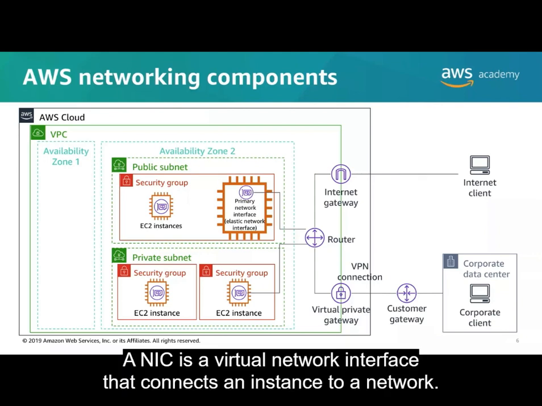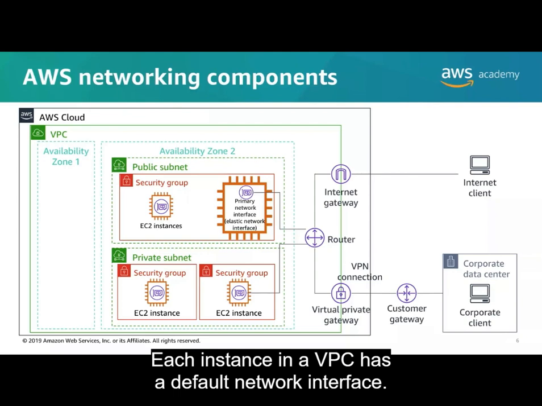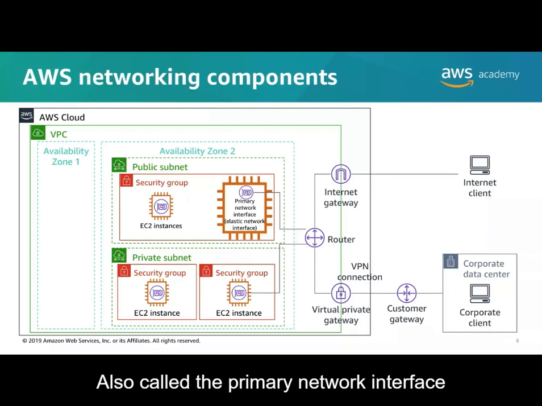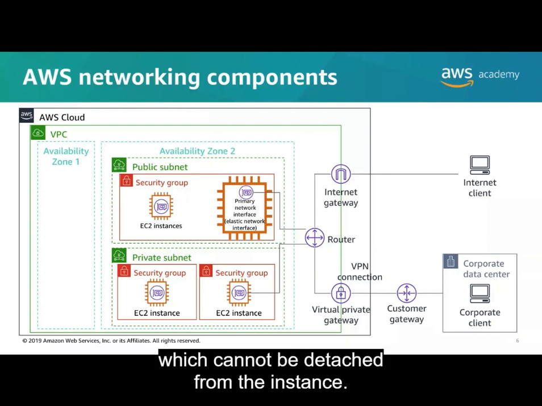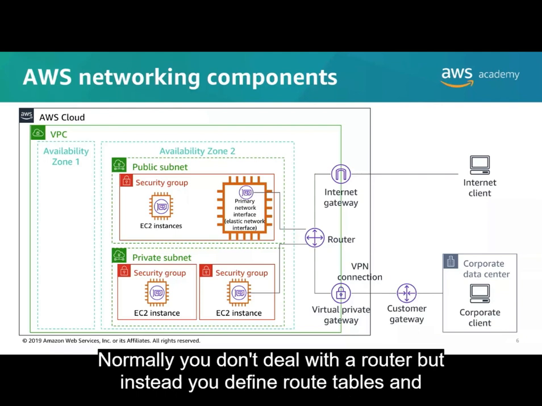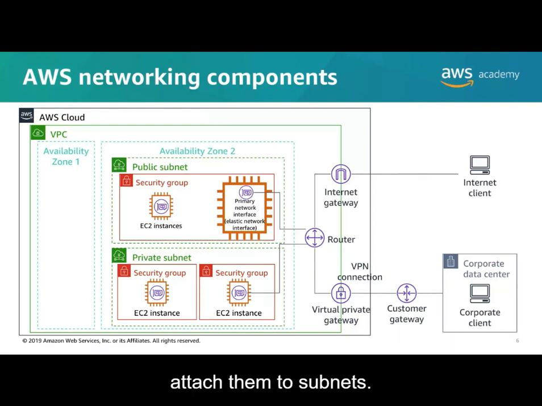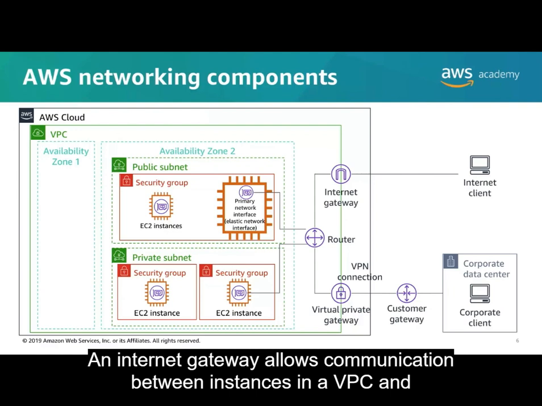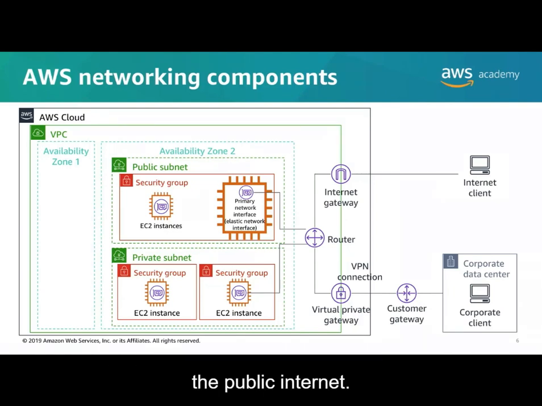A NIC is a virtual network interface that connects an instance to a network. Each instance in a VPC has a default network interface, also called the primary network interface, which cannot be detached from the instance. A router is a component that routes traffic within the VPC. Normally, you don't deal with a router, but instead you define route tables and attach them to subnets. An internet gateway allows communication between instances in a VPC and the public internet.